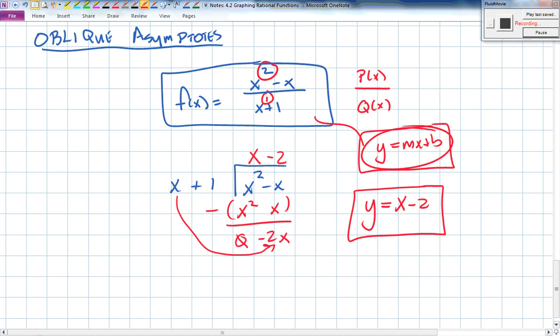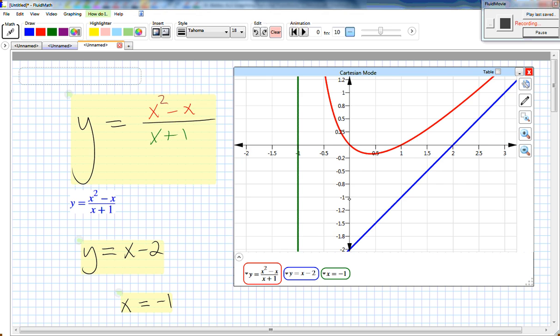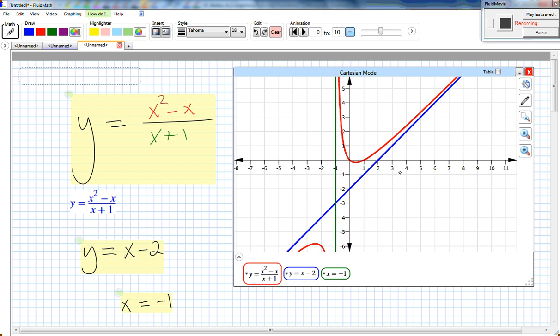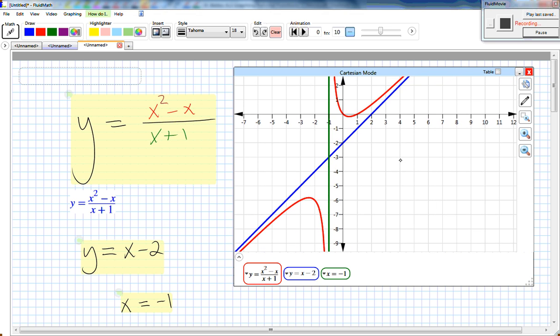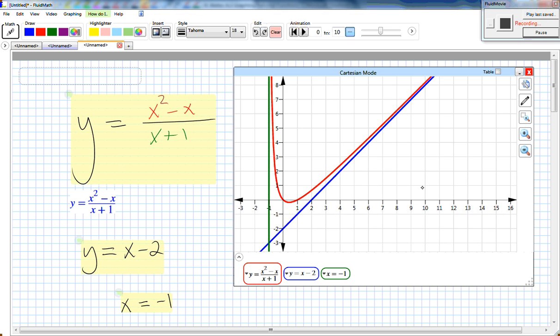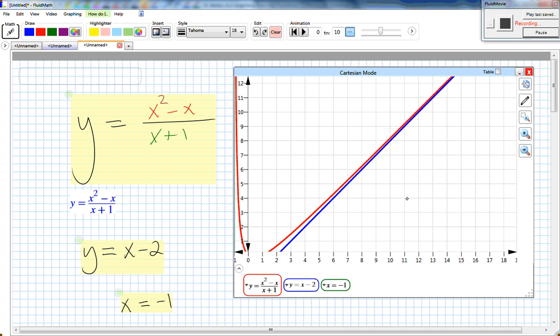x squared minus x over x plus 1? Yeah. So check this out. Kind of hard to see. Okay? So your asymptote would look like that. That's the line y equals x minus 2. So check it out. It still behaves like an asymptote, except it's just slanted a little bit, right?